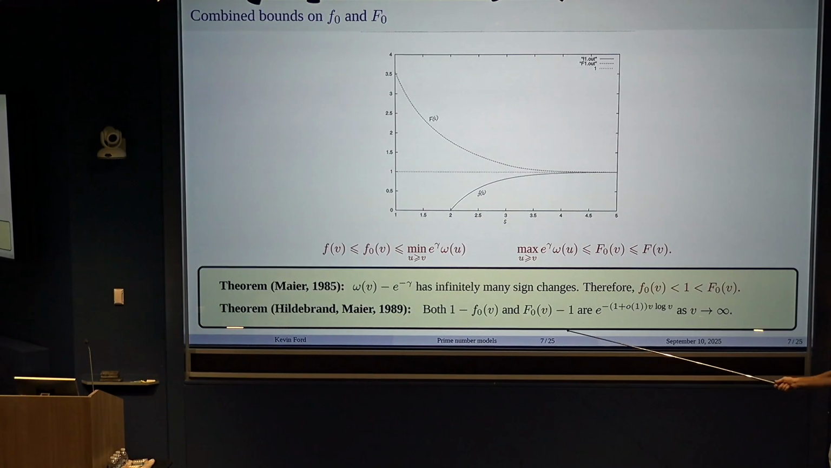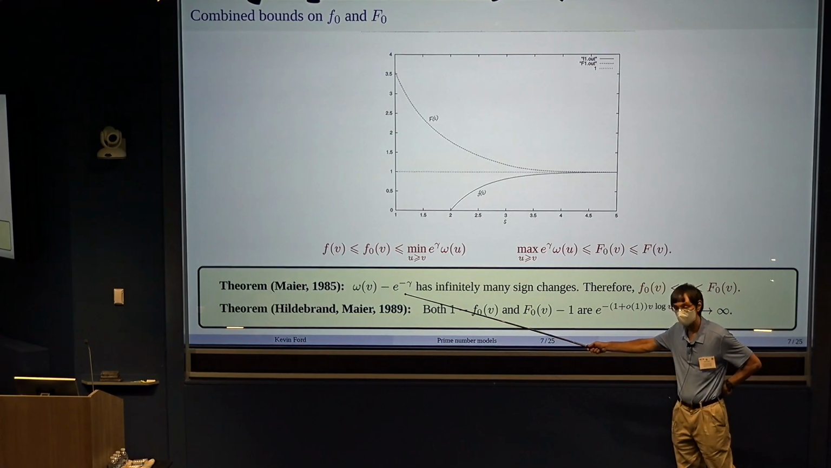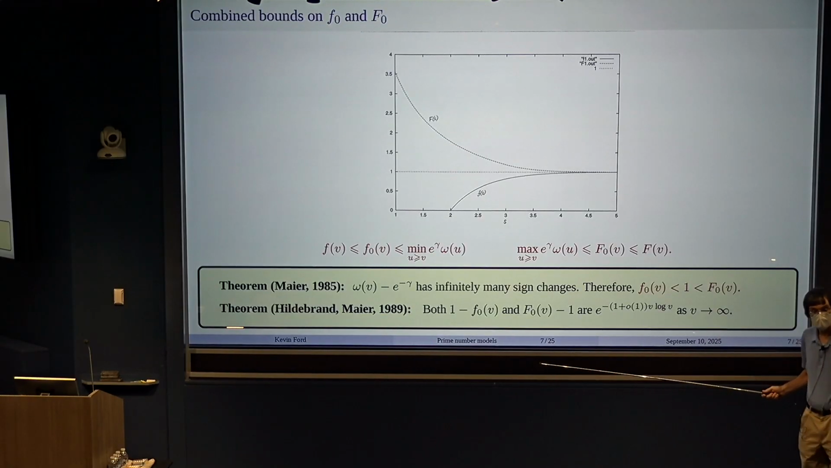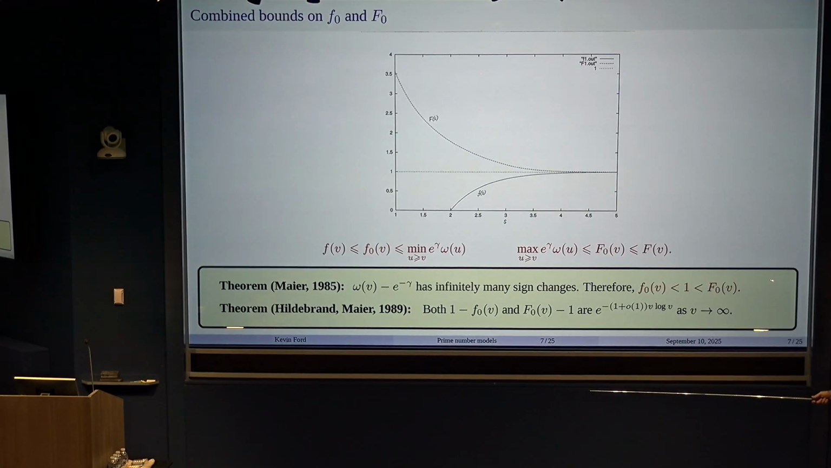Now, this is an extremely important result that was discovered by Meyer in 1985. If you look at the Buchstabe function minus its limit, it doesn't approach it monotonically. It has infinitely many oscillations, infinitely many sign changes. And as a consequence, if you plug that fact into these formulas here, you'll see that little f0 is always strictly less than 1. Capital F is strictly greater than 1. Okay, so that's very important.